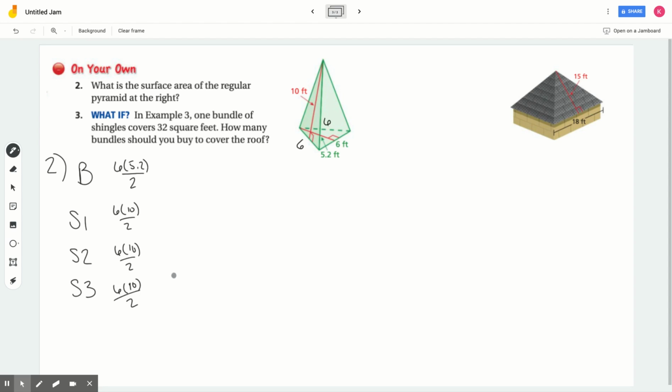Now we're going to multiply those and add. So go ahead and give that a try and come back when you're finished.